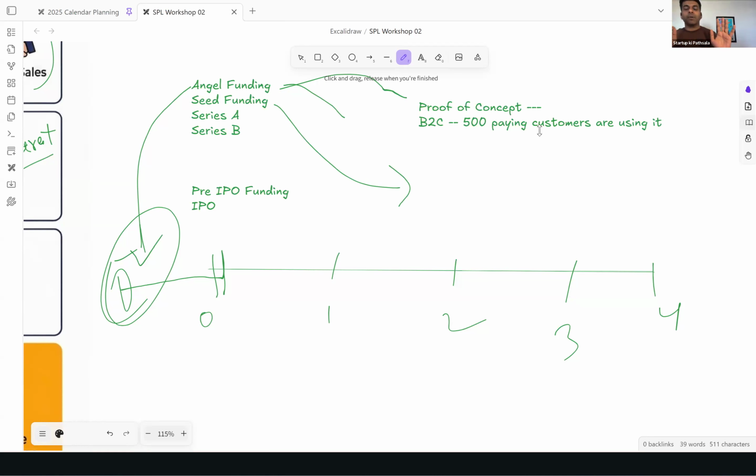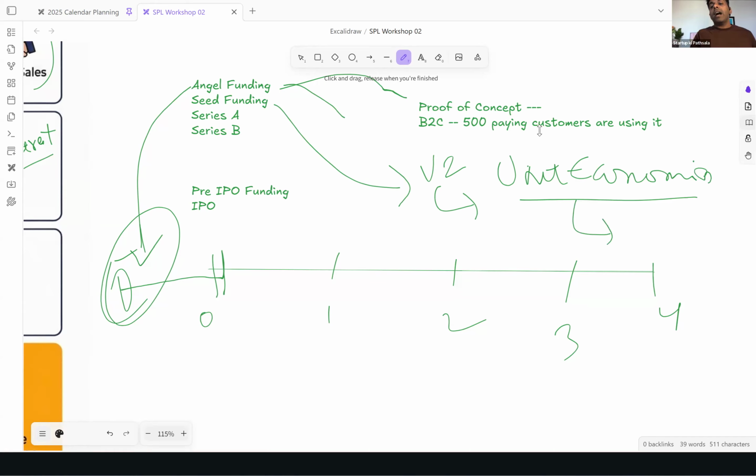ये sustainably scale क्या होता है? कुछ नहीं. Now I will say my version 2 of my product, I will basically prove its unit economics. Which means एक product, if I'm selling it for, let's say, 100 rupees, I can prove that with 100 rupees, I can basically make a profit of, let's say, 20 rupees, 30 rupees, or whatever it is.